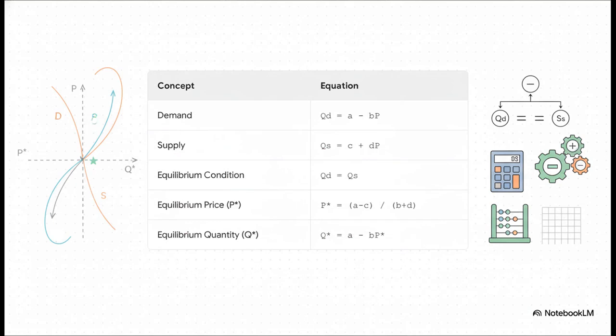And that brings us to our final wrap-up. You can think of this table as your ultimate cheat sheet for market equilibrium. It's got the basic structure for demand and supply, the absolute core condition for balance, and the exact formulas you need to solve for the price and quantity that clear the market.